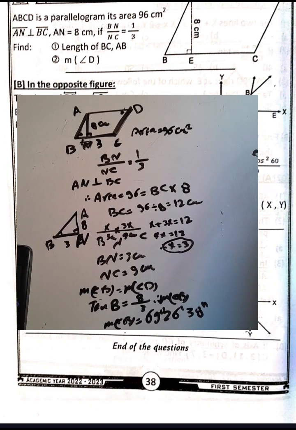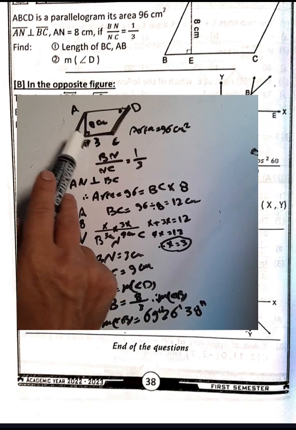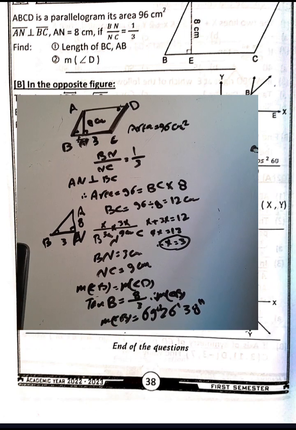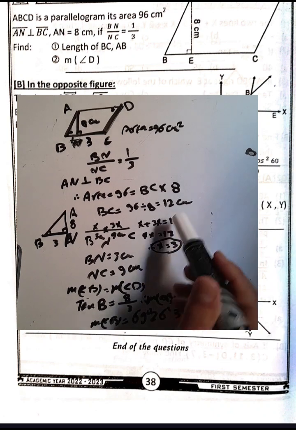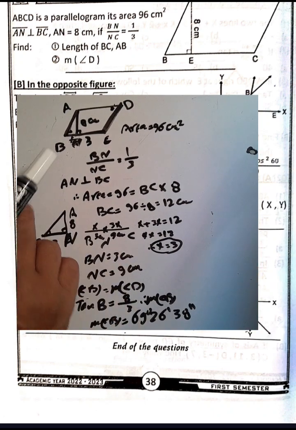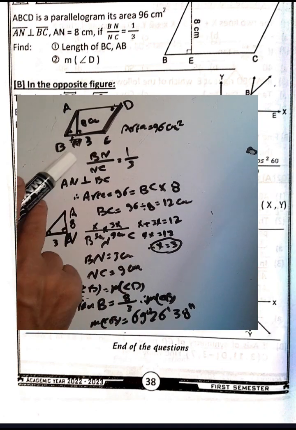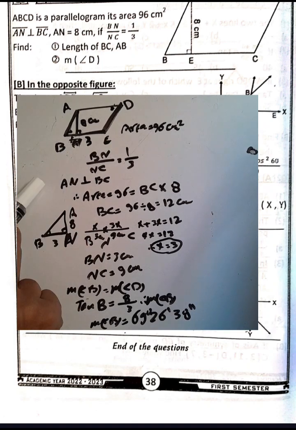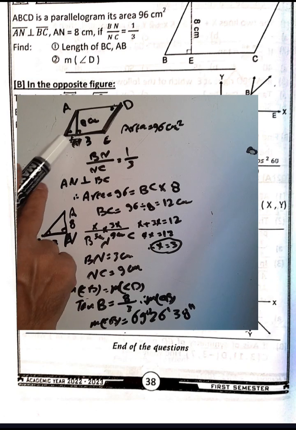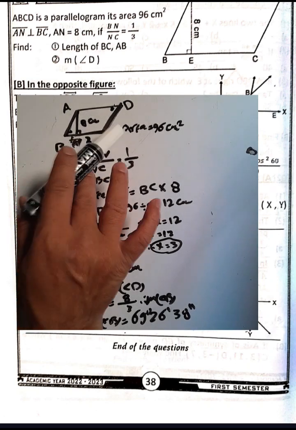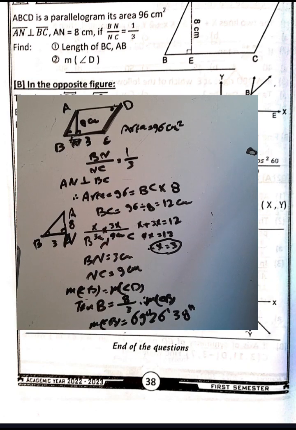Understood? First step, you can find the length of BC by properties of the parallelogram. We know the area of a parallelogram equals base times height. You can find the base BC by dividing the area by the height. The result will be 12 centimeters, and they give us this relation between BC and BN and NC. The ratio between BN and NC is 1 to 3. Then this part will be a third of this line segment. A third of 12 will be 4 centimeters.